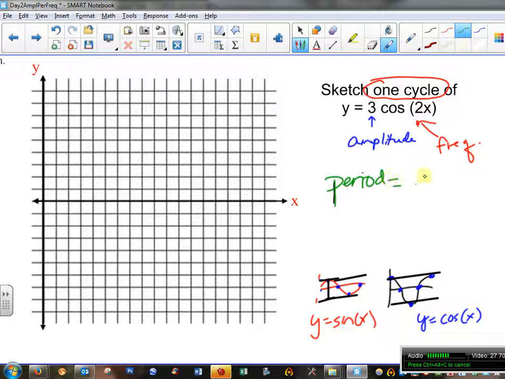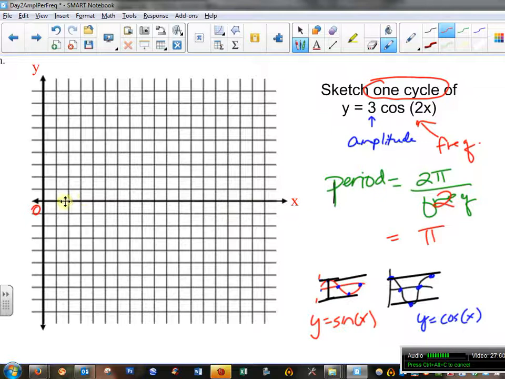There was a simple formula for you to remember under the know column. It's 2 pi over the frequency. Well, in this case, our frequency is 2. 2 pi over 2 is equal to pi, so our period for this function is pi. Pi is the end of the first cycle. We're supposed to sketch one cycle, so we're going to start sketching the x-axis at 0, and we are going to keep going out to pi.